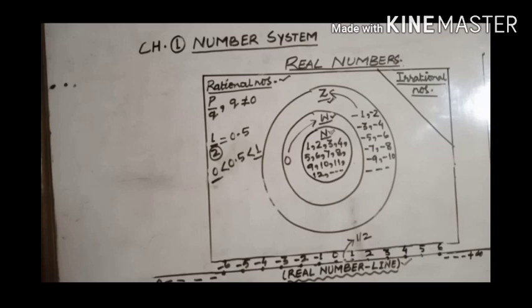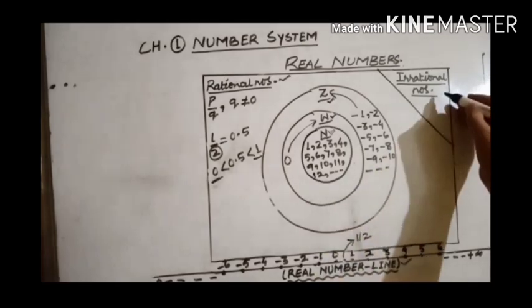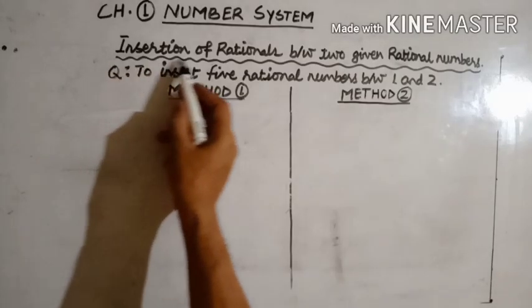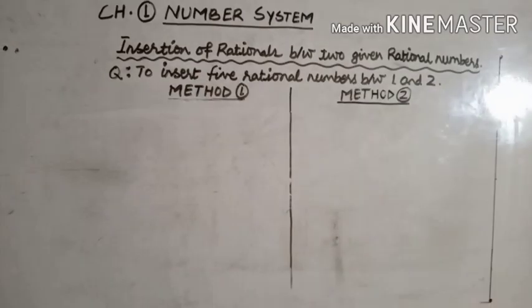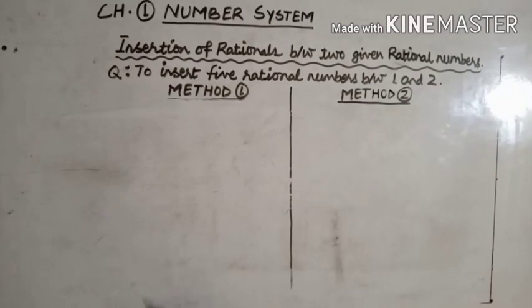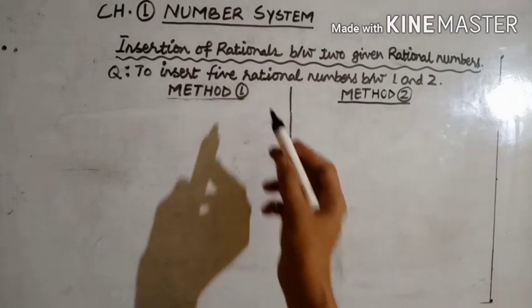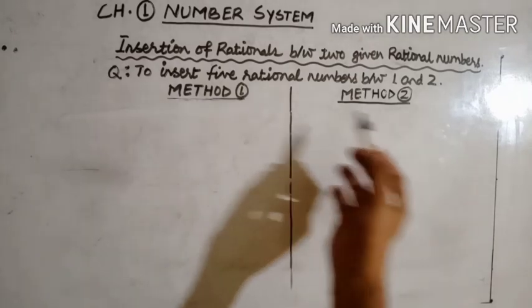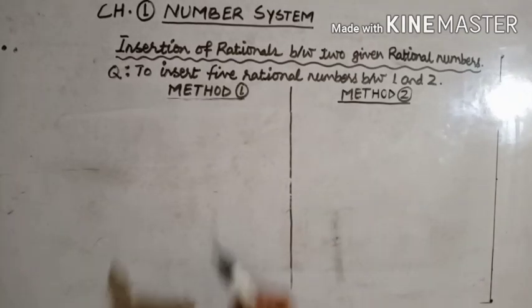But in this chapter, we have to discuss how to locate an irrational number on a real number line. But before this, you have to study how to insert a given number of rationals between two given rational numbers. So let's start with insertion of rational numbers between two given rational numbers. For that purpose, we have taken a question in which we have to insert 5 rational numbers between 1 and 2. This time we have two different methods to do so. So let's start with method number 1, which is better known as the average method as well.